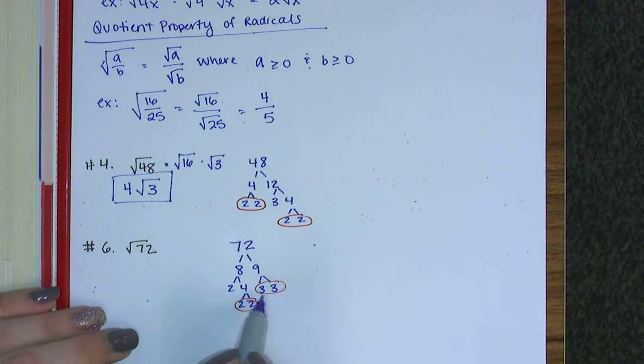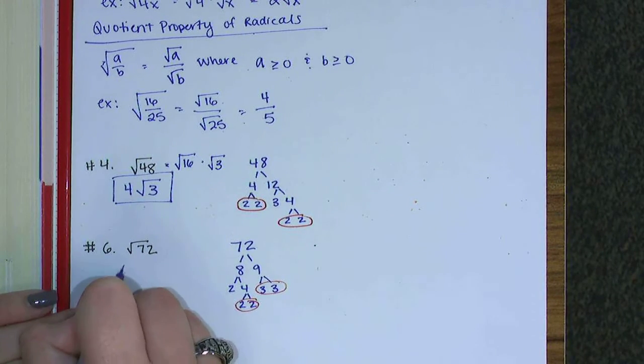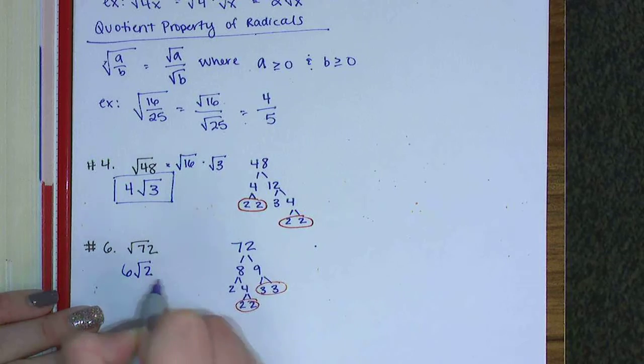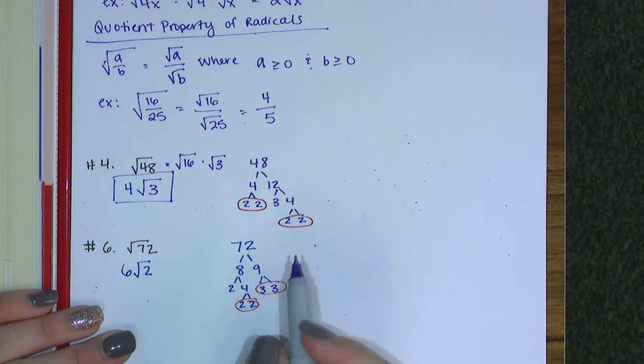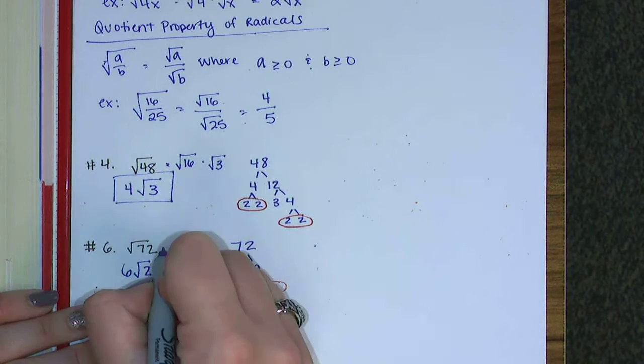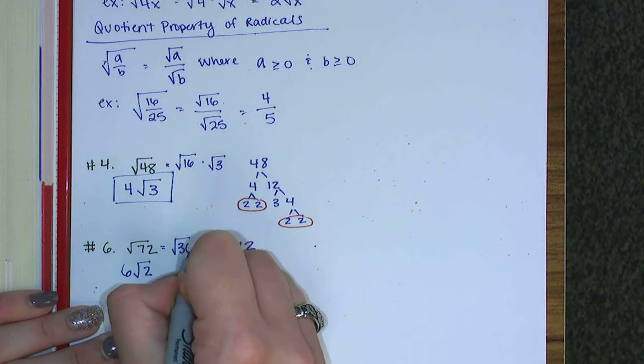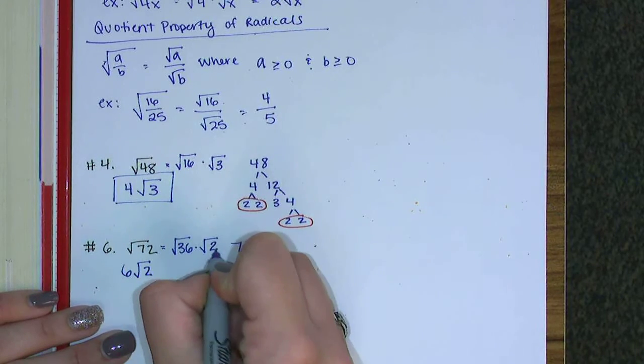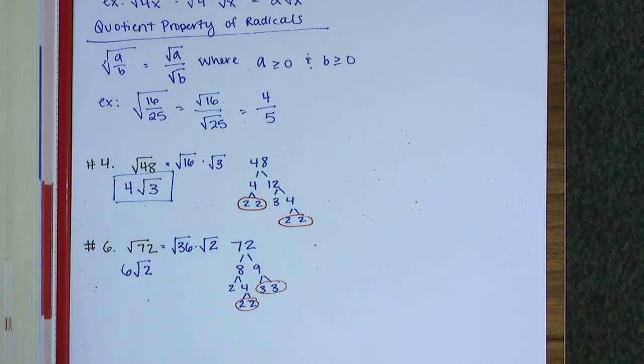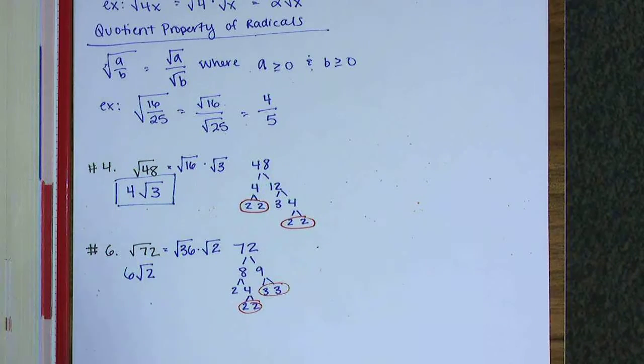So that gives me 3 times 2 is 6. So 6 square root of 2. Okay, if I wanted it broken up, this would be equal to the square root of 36 times the square root of 2. Okay, if you wanted to see it broken up, that's how it would be broken up. But I would do tree.